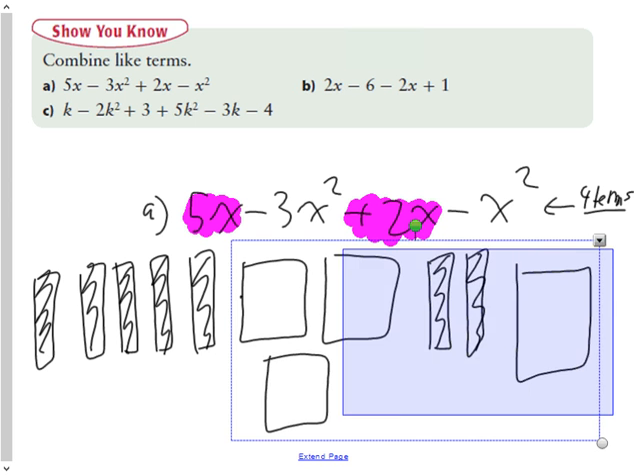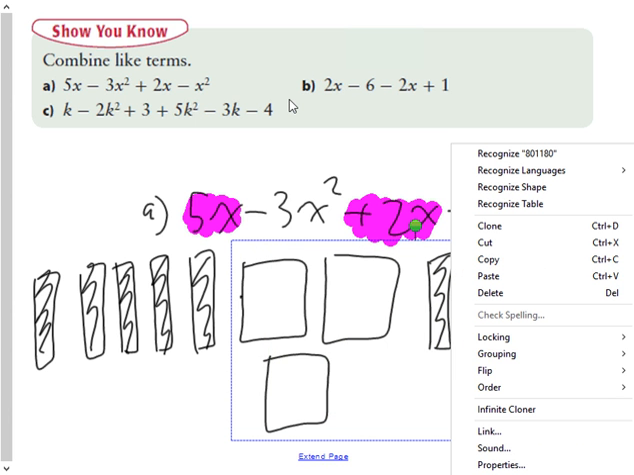I better ungroup these. Hang on a second. Grouping, ungroup. No, ungroup. No, ungroup. Oh, for God's sakes. I'm not going to ungroup.